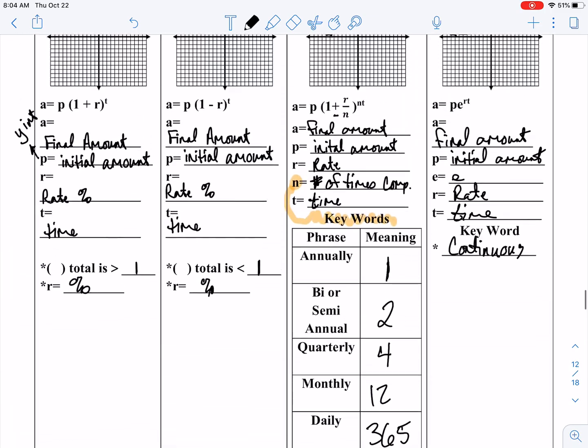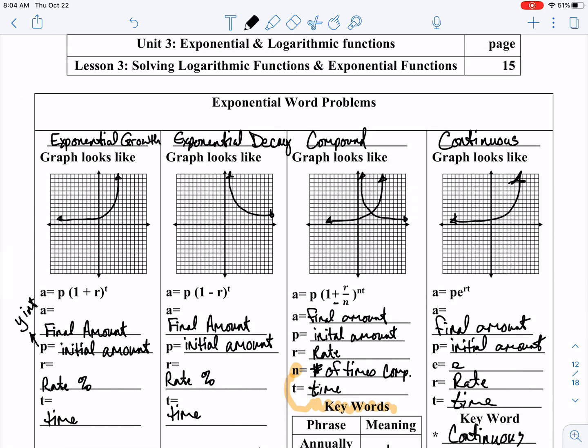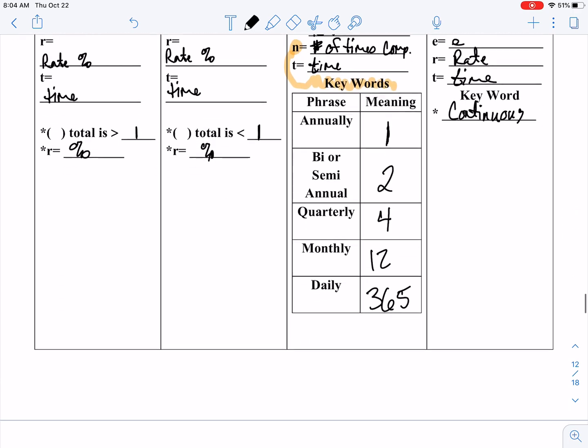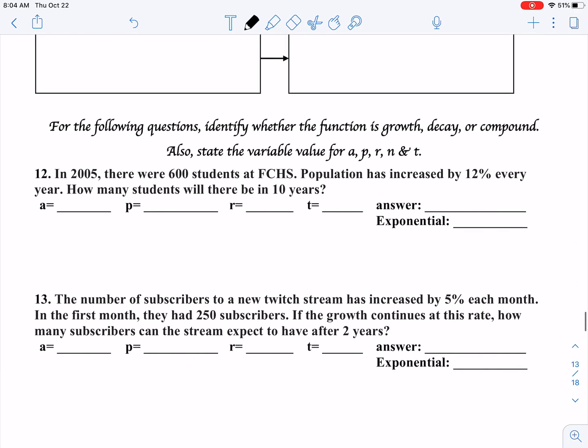Or, because you have an equation, you can put it in Desmos and find the x value where your graphs intersect. Okay, so in 2005, 600 students at Farmville. Population has increased by 12% every year. How many students will there be in 10 years?